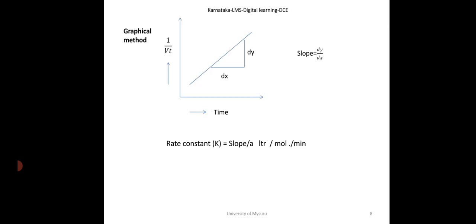The rate constant can also be determined by a graphical method. Here, plot a graph of 1 by Vt along y-axis, time along x-axis. We get a straight line where slope becomes equal to dy by dx. Rate constant k is equal to slope divided by a, liter per mole per minute. Thus, the rate constant can also be determined from this graphical method.